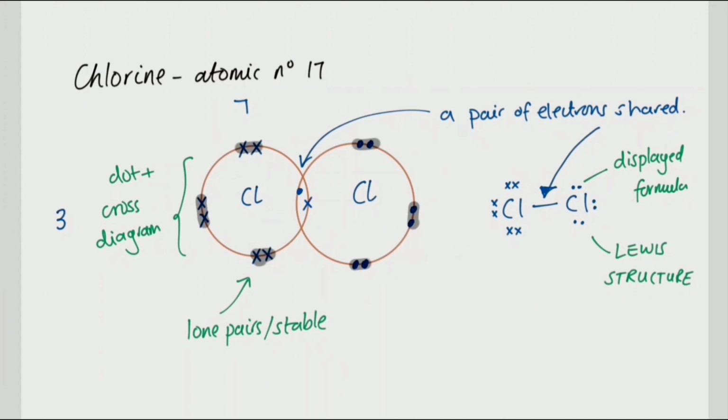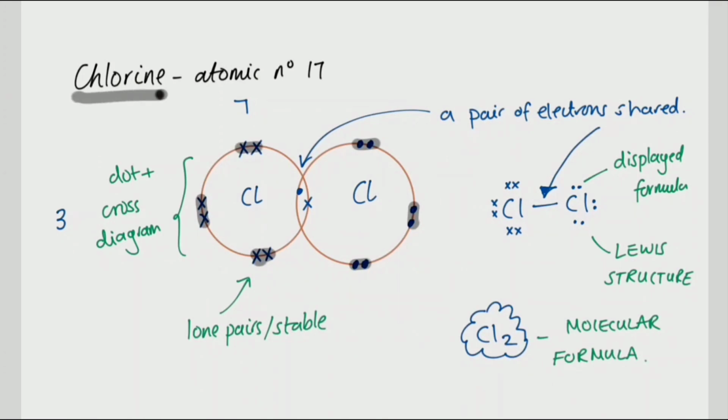Now, the molecular formula of chlorine is Cl2. So that means there are 2 chlorine atoms bonding together. But this does not give any information about how they are bonding and how many lone pairs there are. For that, you need to draw dot and cross diagrams or a Lewis structure.